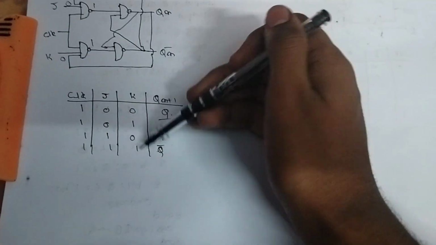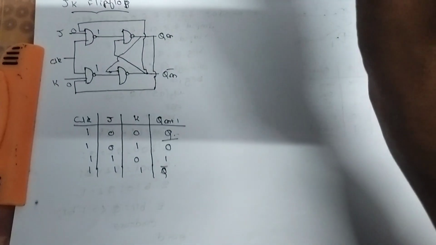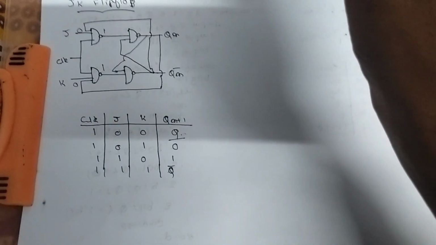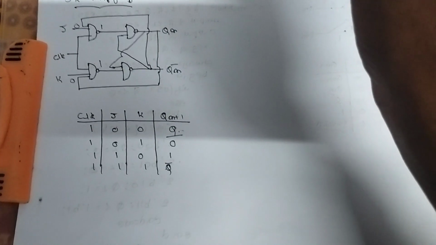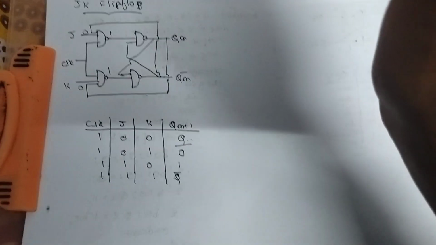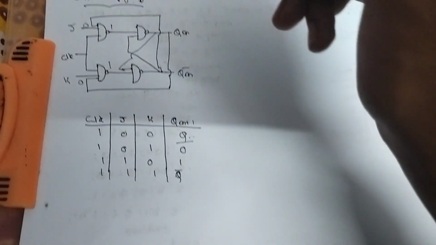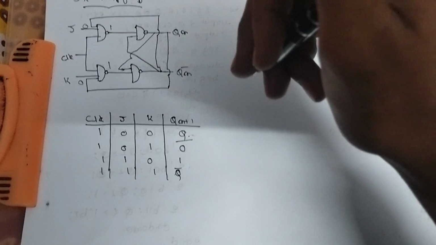The main purpose of using the JK flip-flop is to remove the invalid input which we get in the SR flip-flop. In the SR flip-flop we are getting one input combination as invalid. To solve that problem, we are using the JK flip-flop.